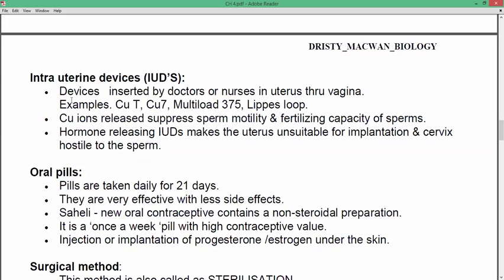Next, the other type are hormone releasing IUDs. The IUDs which are placed are responsible for releasing several hormones which do not allow the fertilization of the sperm and the ovum. So this makes the uterus unsuitable for implantation. Even though fertilization occurs, implantation is not done. For this reason, these hormone releasing IUDs bring about some changes in the uterus and it becomes unsuitable for the zygote to implant itself inside the layer of the uterus. Now, this was the second.